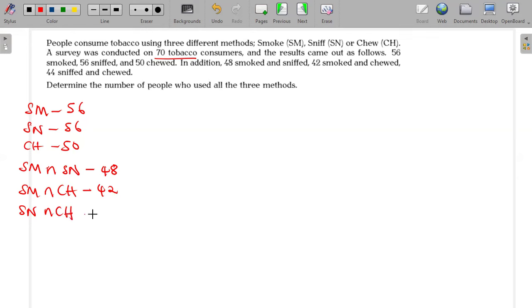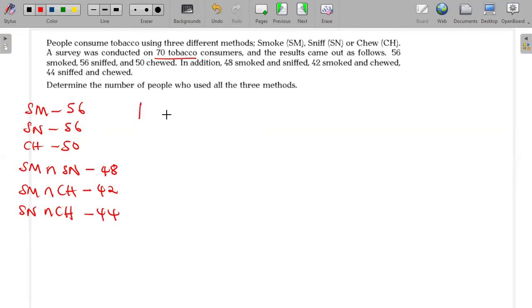The chewed, that is going to be 44. So now determine the number of people who used all the three methods. They want us to determine all those that used the three methods, meaning those that smoked, that sniffed, and that also chewed. So here we just use the inclusion-exclusion formula, which is given as.